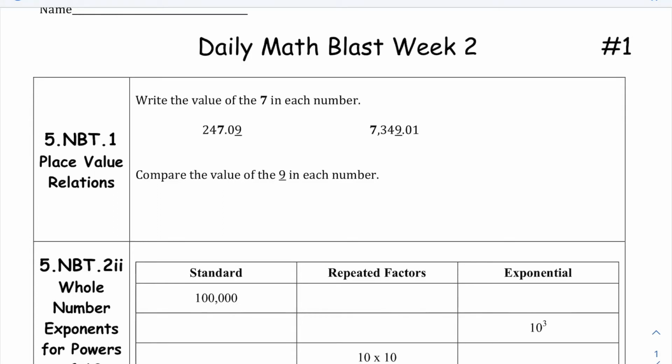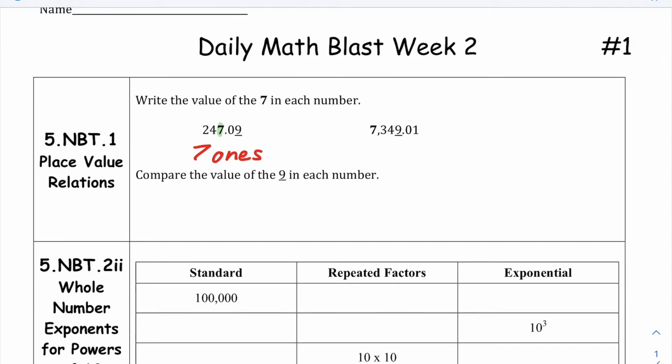Hello, Daily Math Blast Week 2, 5 NBT 1 Place Value Relations. Write the value of the 7 in each number. Well, if we look, we see the 7 is in the ones place. Therefore, it is worth or has a value of 7 ones.